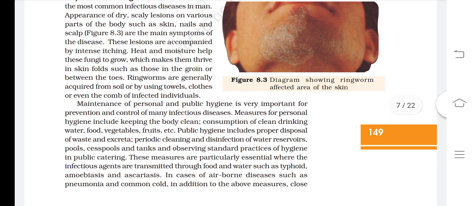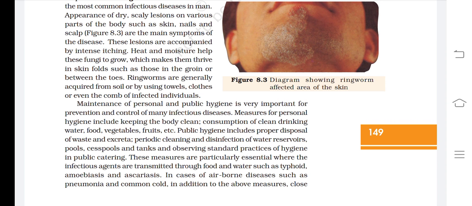Maintenance of personal and public hygiene is very important for prevention and control of many infectious diseases. Measures for personal hygiene include keeping the body clean, and consumption of clean drinking water, food, vegetables, fruits, etc. Public hygiene includes proper disposal of waste and excreta, periodic cleaning and disinfection of water reservoirs, pools, cesspools and tanks, and observing standard practices of hygiene in public catering.